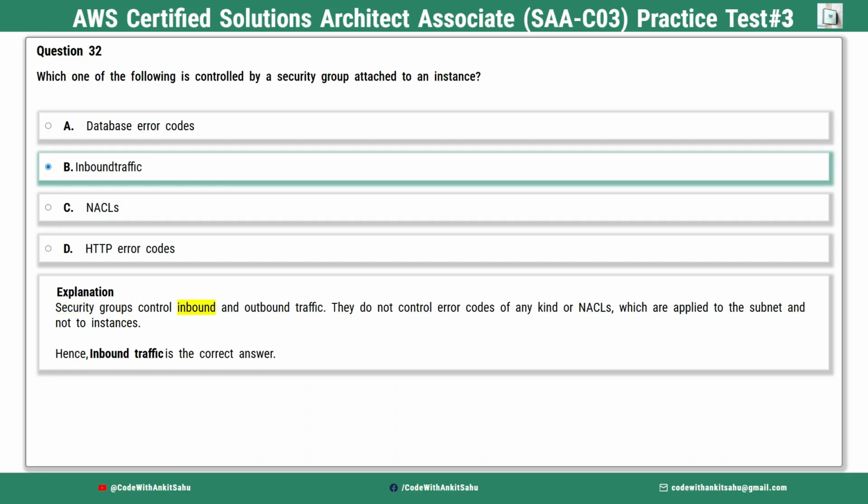Correct answer. Option B. Inbound traffic. Explanation: security groups control inbound and outbound traffic. They do not control error codes of any kind or NACLs, which are applied to the subnet and not to instances. Hence, inbound traffic is the correct answer.